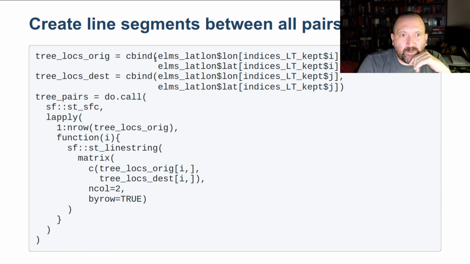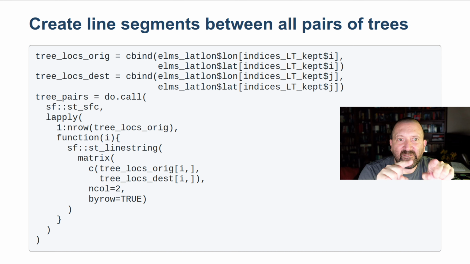Then what we do is, and this is okay, this is annoying code, but if you need it, this is how you could do it. I'm looking at all pairs of trees, and I want to make line segments between all pairs of trees. So I look at all the origins, let's say one tree in the pair, and all the destinations in the pairs of trees. Remember, the trees that are closer than 50 meters. And I use this code to make line segments between all pairs of trees. Okay.